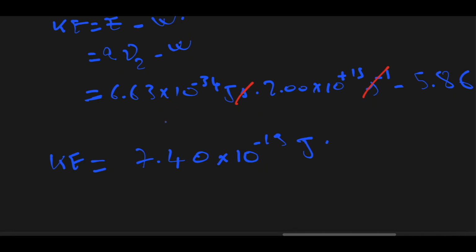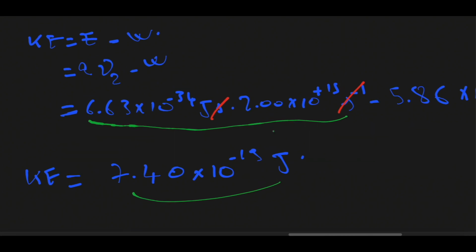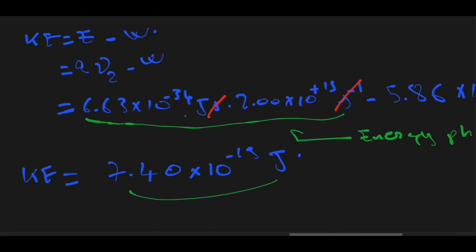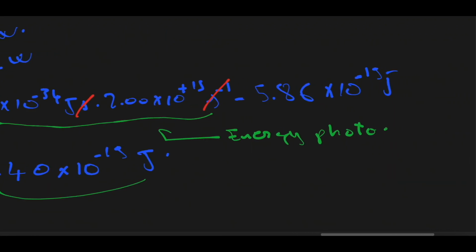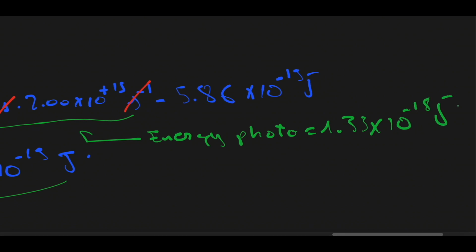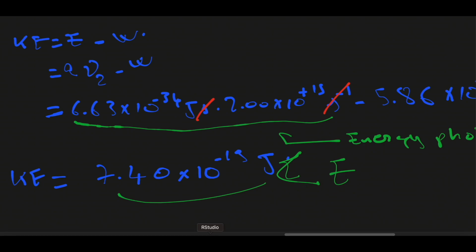So here we can see that the kinetic energy is less than the total energy, which is equal to this. We can calculate this energy of the photon. Here we have the energy of a photon, which must be greater than the kinetic energy. So we can calculate this value, times 10 to the negative 18 joule. So we can see that here it is verified that the kinetic energy is less than the energy of a photon.